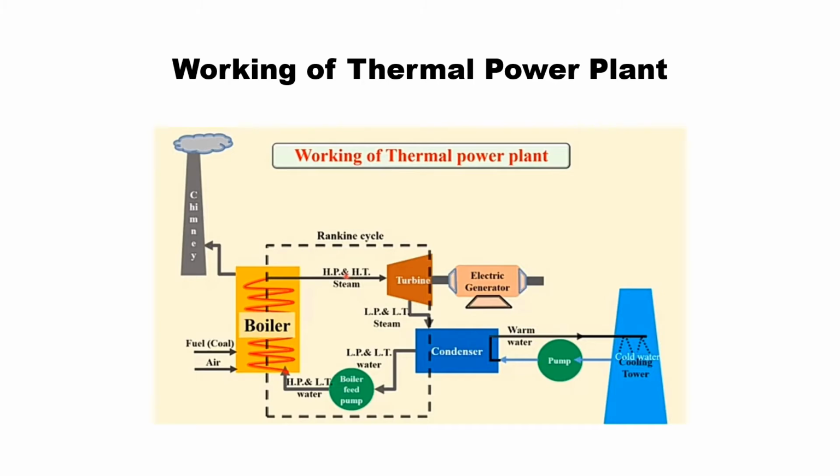Now, as we know, inside the tube there is water and outside of the tube there are hot gases. Heat will be transferred from the hot gases to the water, and the water will be converted into steam. So at the inlet of the boiler we have water, and at the outlet we have high pressurized steam. That steam goes to the turbine.